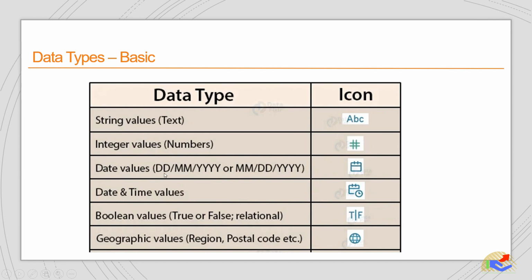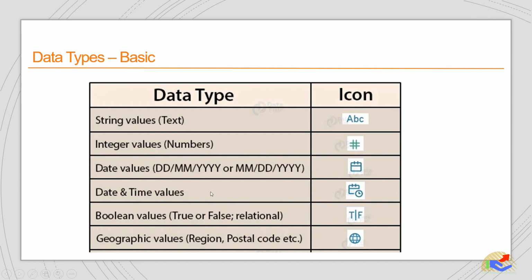After that, we can store date values also. If you are going to save a date value in a particular column, then it will be visible as a calendar icon. And whenever you see this calendar icon, it means it's date values. If there is a small clock with that calendar also, then it means it's not just dates. There is time also involved in this particular column.